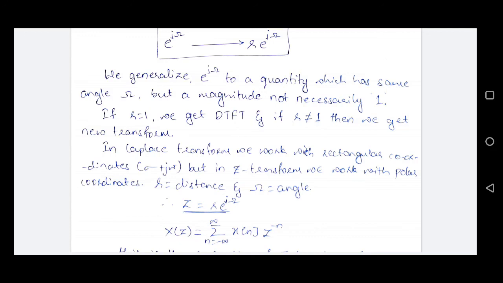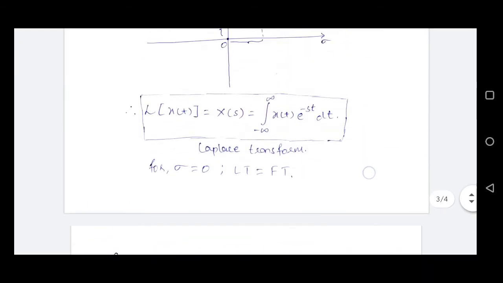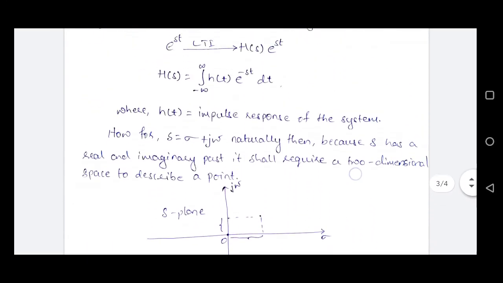We'll look into the convergence, that is, when the Z transform for discrete time signals exists, in the further video lectures. I hope you all understood the concepts of this lecture. We'll continue the same lecture in the next part.